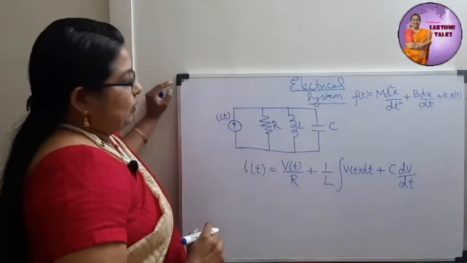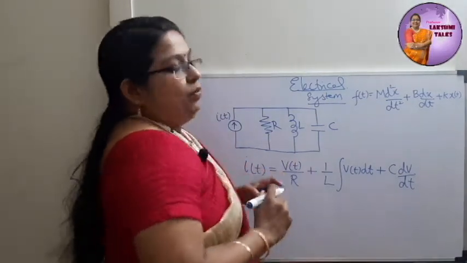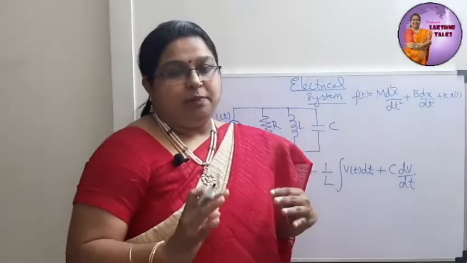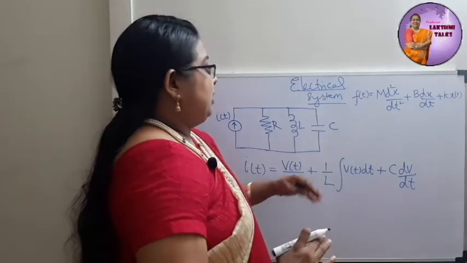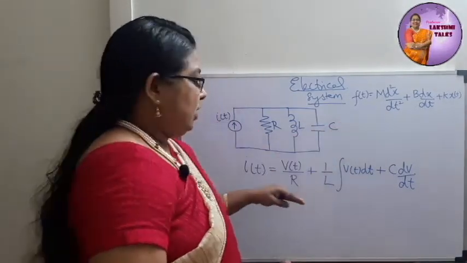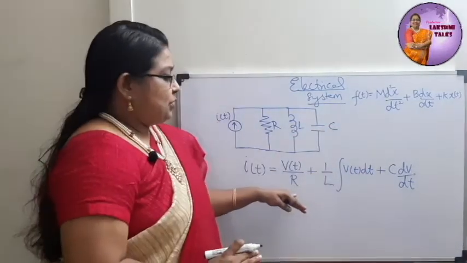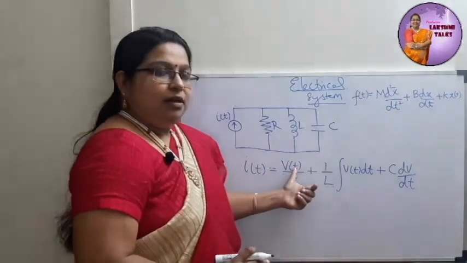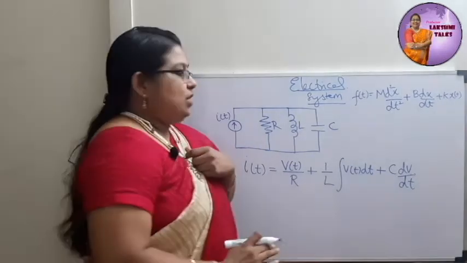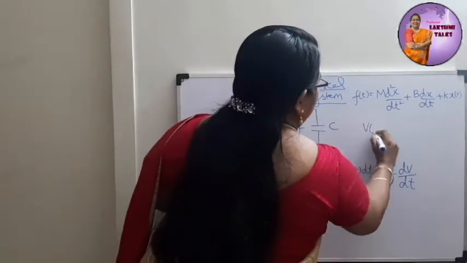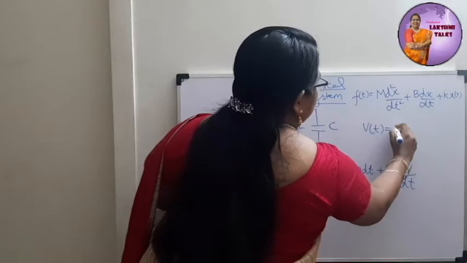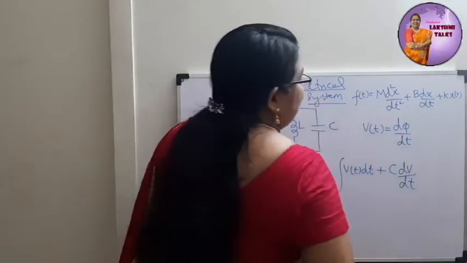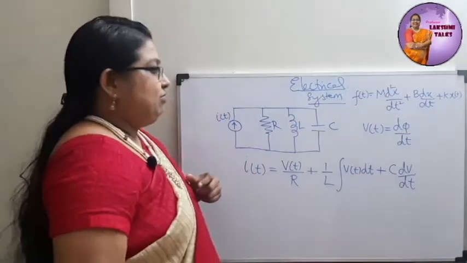Okay. Now we already know that two systems are said to be analogous when they are represented by similar set of equations. Now this is a second order differential equation, and this also has to be a second order differential equation. So what shall we do? We need to find a replacement for V of t. What is V of t? V of t is voltage, we know. And what is voltage? Voltage is nothing but rate of change of flux. So V of t is equal to d phi by dt.